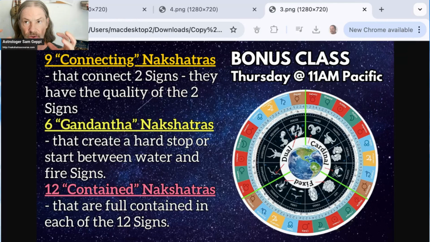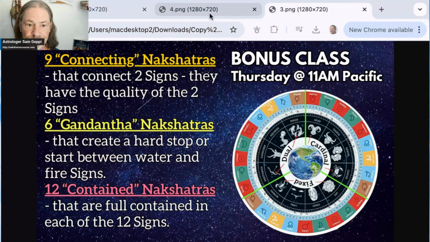These nakshatras really, in many ways, are fully contained, and they'll really capture, in many ways, more of a foundational essence of whatever the Rashi is. So you can really get an overall penetrating insight from those 12 contained nakshatras. So again, these are general concepts, but I'm going to go over this in the bonus class on Thursday, October 24th. That's the first bonus class.